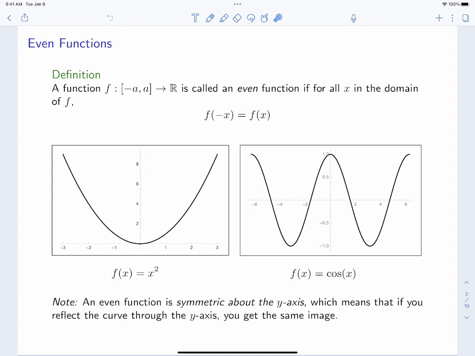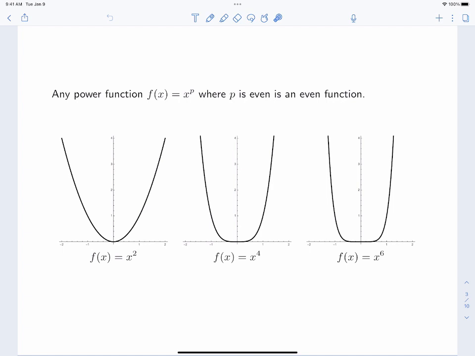An even function is symmetric about the y-axis. That means that if you reflect the curve through the y-axis, you get the same image. And you can see that with both of these examples. The graph of y equals x squared, that's a parabola. Y equals cosine of x, that's this periodic sinusoidal function. In each case, if you reflect them about the y-axis, you get the same graph.